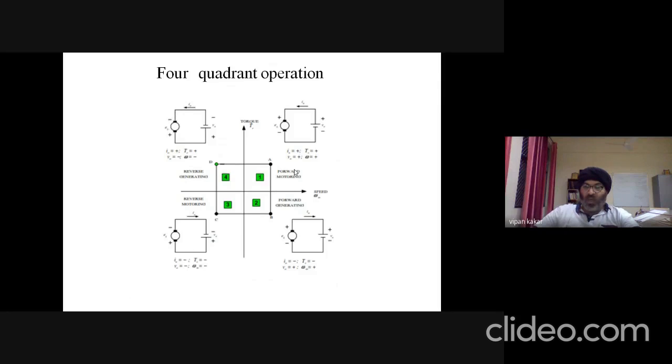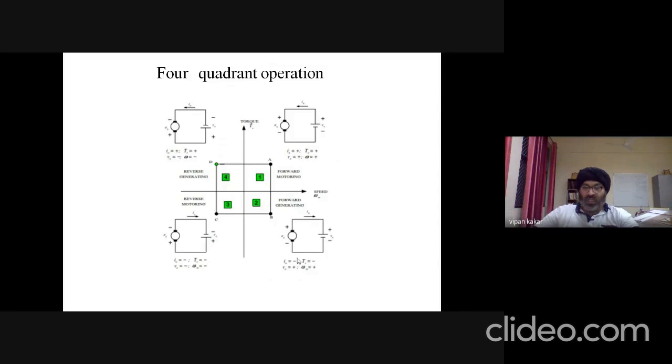So quadrant 1 is forward motoring, and diagonally opposite to it is reverse motoring, quadrant 3. Similar is the case for forward generating in quadrant 2 and reverse generating diagonally opposite in quadrant 4. So for forward motoring, we have current positive, voltage positive, torque positive, and speed positive.